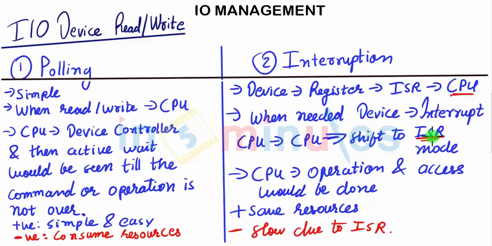Those are the two basic techniques we are talking about. Polling, where for a particular thing you will be continuously monitoring the register status. Once available, you will read and work. Simple, but it consumes resources.